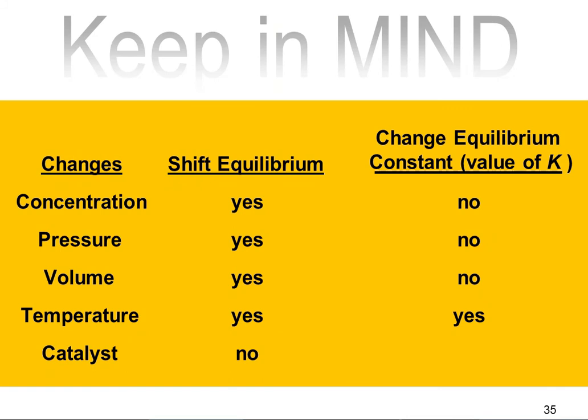So keep in mind, changing concentration, pressure, volume and temperature will shift the equilibrium. But addition of a catalyst will not change the equilibrium. Changing concentration, pressure, volume and catalyst will not change the equilibrium constant, the value of K. But changing the temperature will change the value of K.